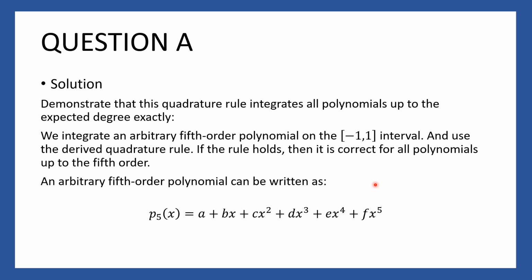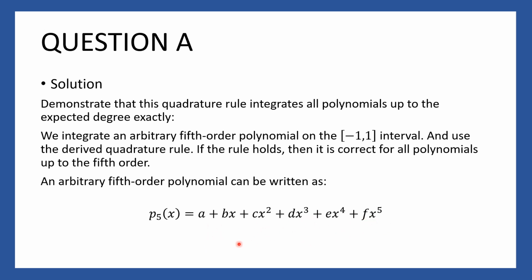Now, to prove whether it integrates all polynomials up to the expected degree exactly, we integrate an arbitrary fifth order polynomial on the minus 1 to 1 interval, and then we use our Gauss quadrature rule and compare the two answers to see if they are correct. So what this means is we are simply going to integrate a fifth order polynomial of this form, because any kind of polynomial of order 5 or below will be a combination of any of these values.